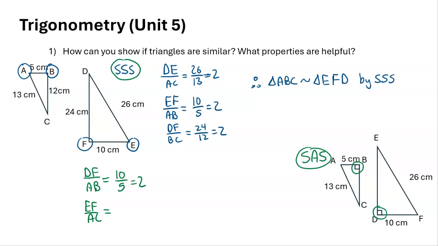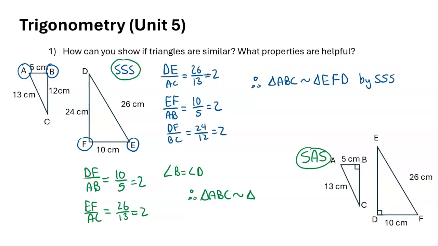So EF, that's the other side we know on the big triangle, divided by AC, the longest side on the small triangle. That again gives us a ratio of 2. So it seems that these are going to be similar triangles, but we don't know unless we also check one of the angles, and we know that one of the angles is the same. And it's clear that they're both 90 degrees. Therefore, triangle ABC is similar to triangle.